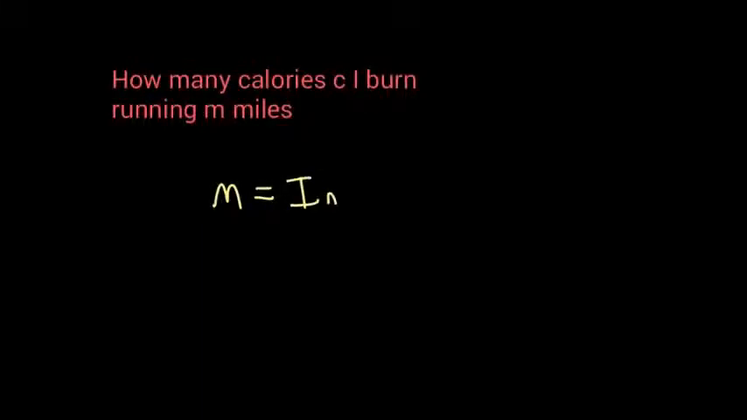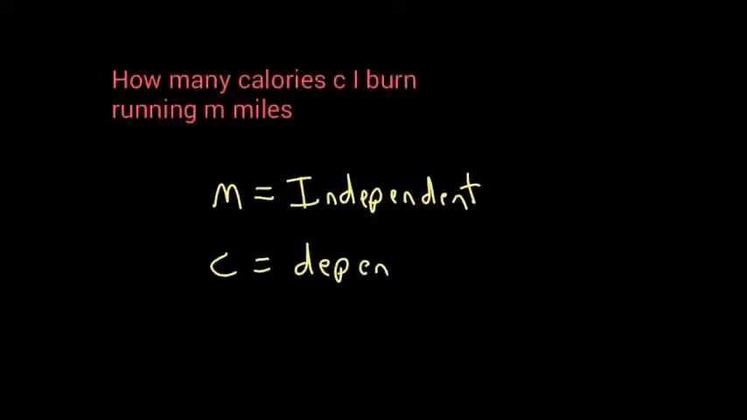So, since I can change how many miles I run each morning, m, or miles, would be my independent, and then calories, c, would be dependent. The number of calories I burn depends on how many miles I run. If I only run 1 mile, I burn about 110 calories. If I run 10 miles, I'm going to burn about 1100 calories. So that's a way you can think of independent and dependent variables.